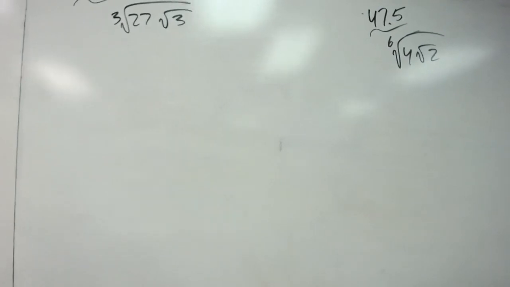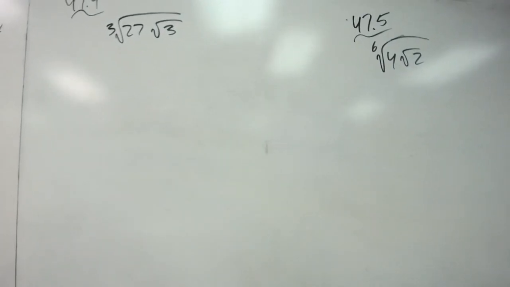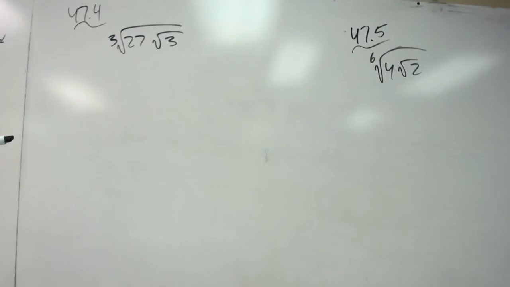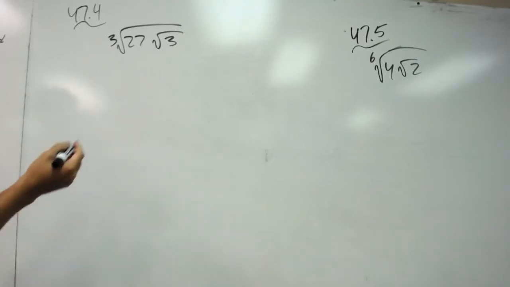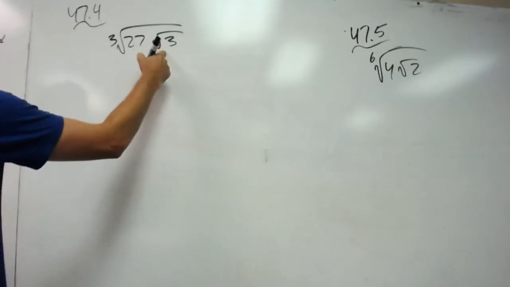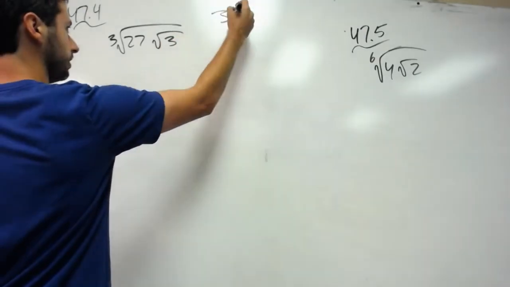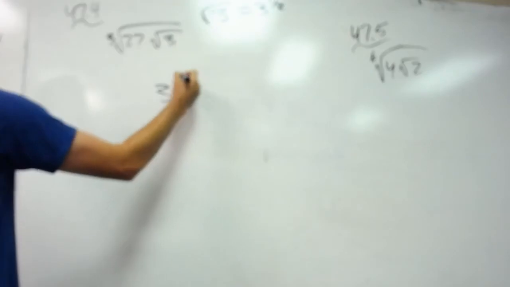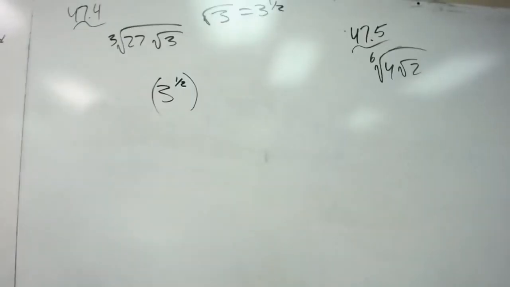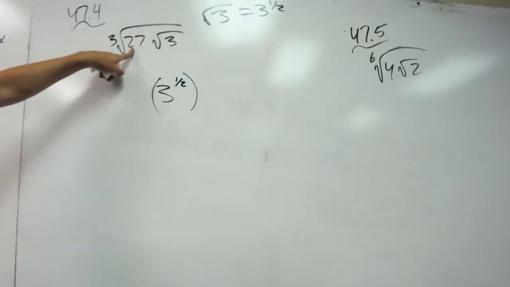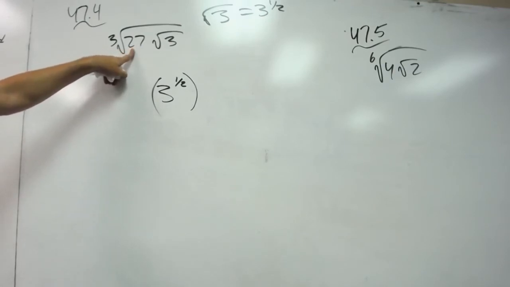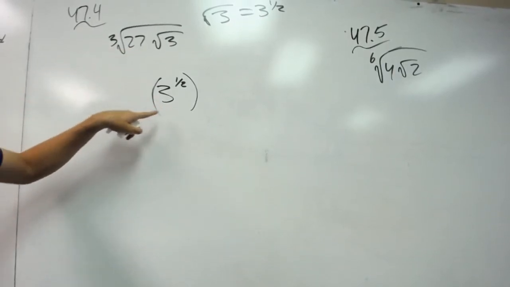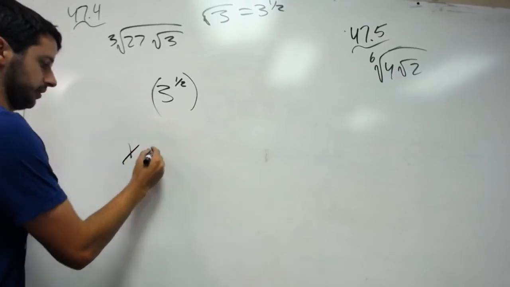Let's look at 47.4. Cube root of 27 times radical 3. Just like we did on the last lesson, we turned this, remember, square root of 3 equals 3 to the 1/2 power, so we turned this to 3 to the 1/2 power. So we got here. This one's different. This is a 27, okay? If we have 27 and 3 next to each other, that'd be like saying x and y.